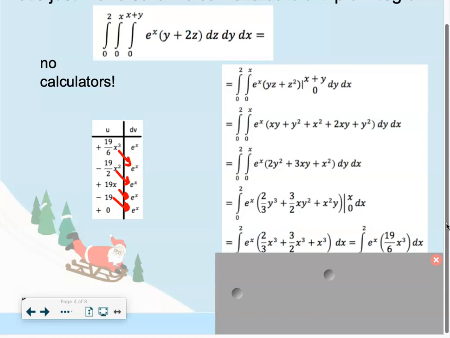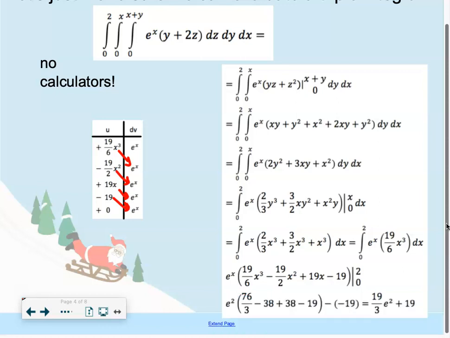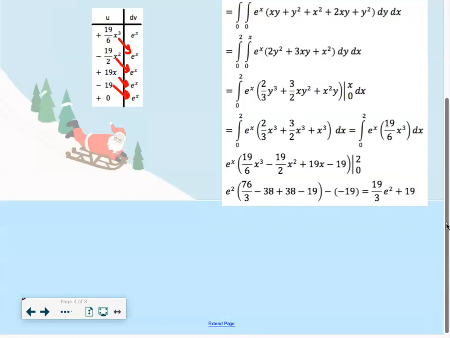I like tab. Tab is something that sticks. All right. So when you do your tab, you end up with something like this, and you could have put the 19/6 in front and have totally different coefficients, which is probably the wisest thing to do. But anyway, I didn't. Plug in the 2 minus plug in the 0. And your final answer is 19/3 e squared plus 19, or something equivalent.